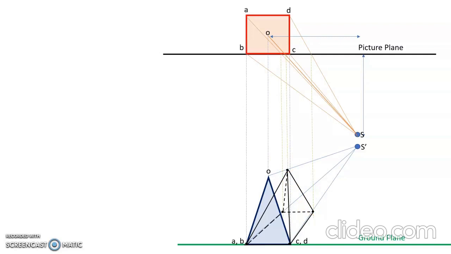So 2 cases we have already seen with respect to the station point: the station point at the right, and the station point at the left. One more case is when the station point is at the axis. So the station point S will come here, and below station point 1, 10 mm away, we need to draw station point 2. This is another, third case, which is not discussed in this slide.